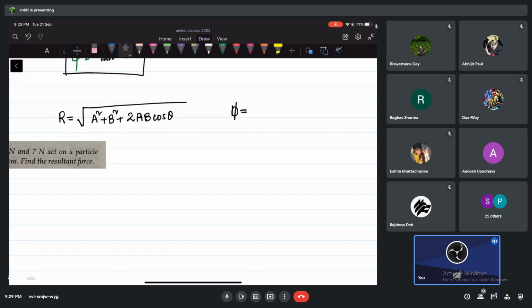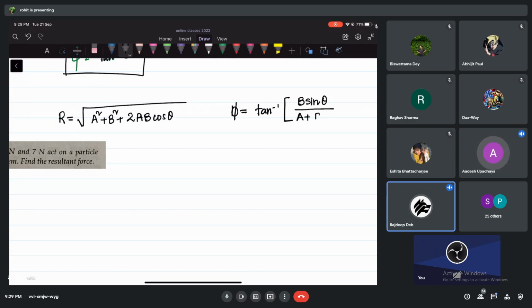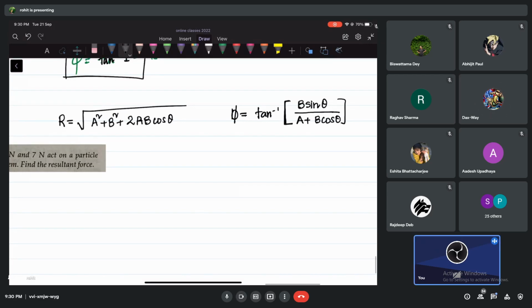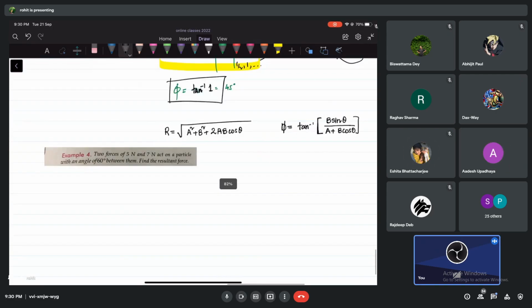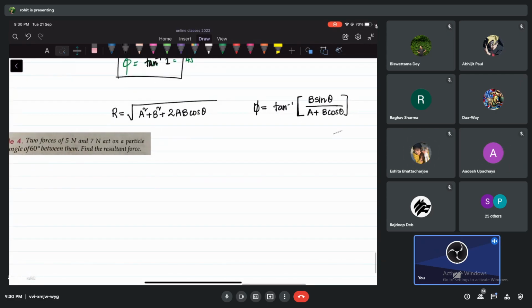I'll talk about phi, if you are not so clear. So tan inverse, very good. Inside, what should I write? B sin theta by A plus B cos theta. Okay, you need to tell me something. What is phi if I write like that? Angle between what and what? Angle between the resultant vector and the A vector. You cannot just say two vectors like that. You have to say resultant vector and A vector.